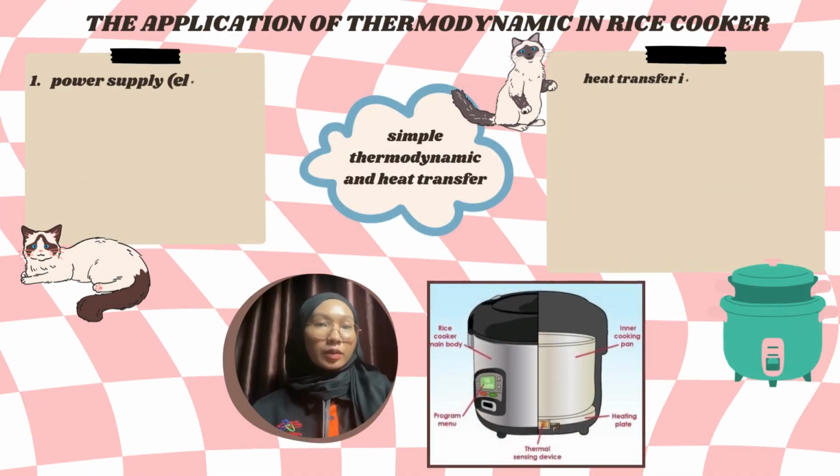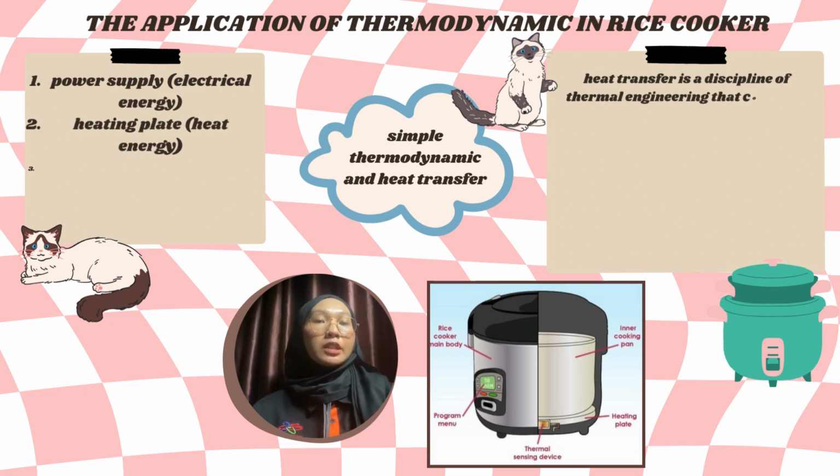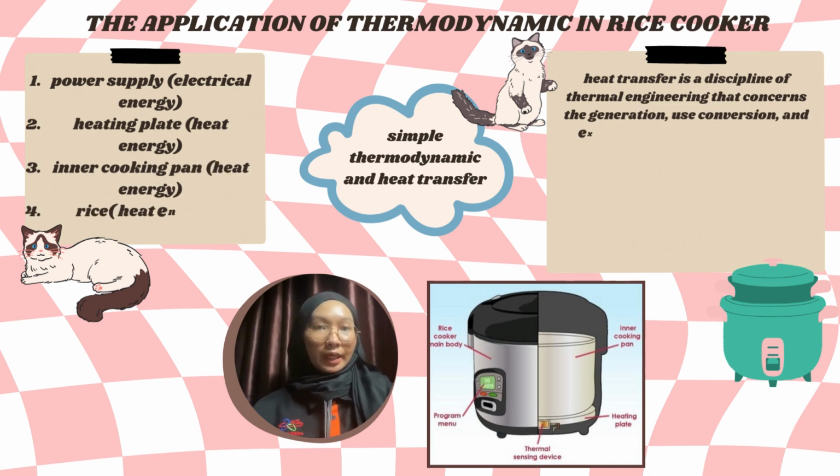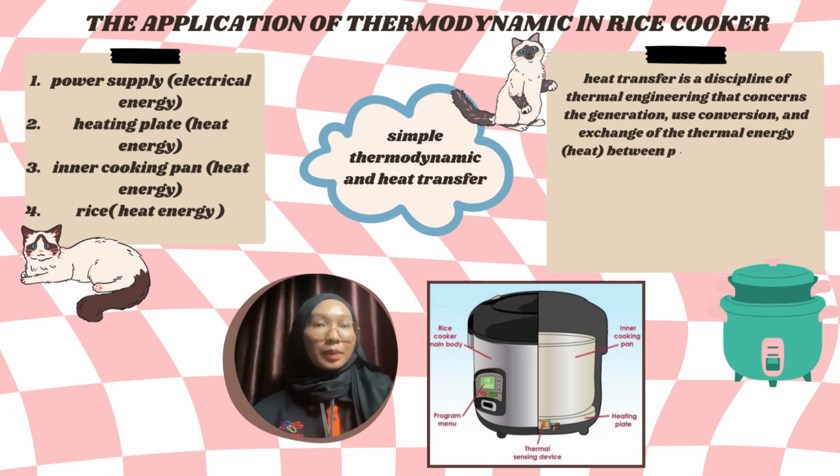How does the rice cooker work? The rice cooker works by supplying power, which is electrical energy, to the heating plate, to the inner cooking pan, and lastly to the rice. Simple thermodynamic and heat transfer.